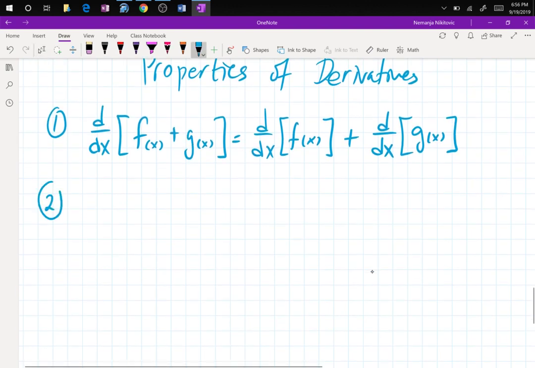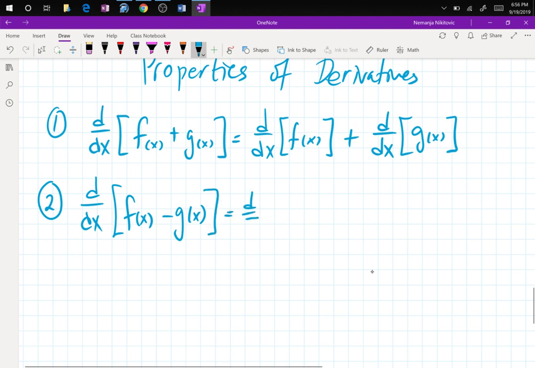Partner in crime over here, number 2, is the one with subtraction. So f minus g would be the derivative of f minus the derivative of g. So these 2 rules work together, and you use them to separate the terms, and you can take the derivative of each term individually.